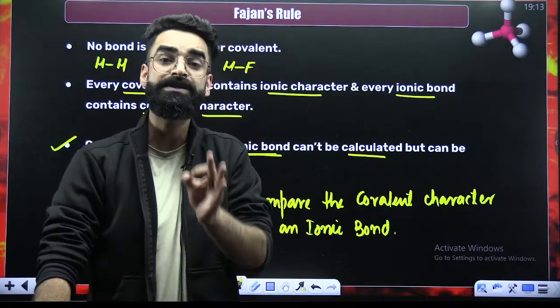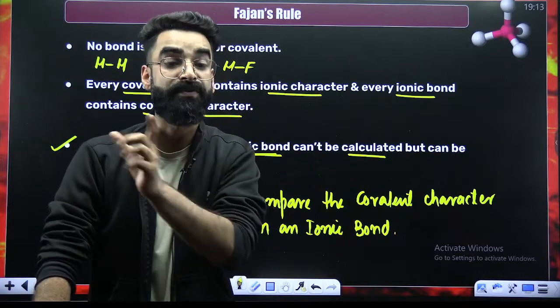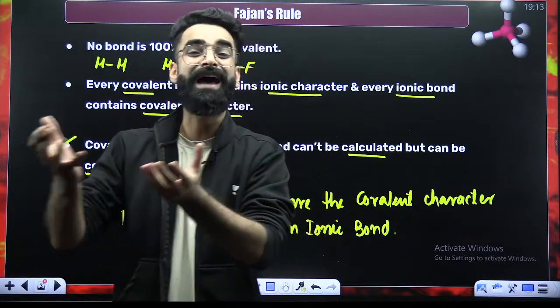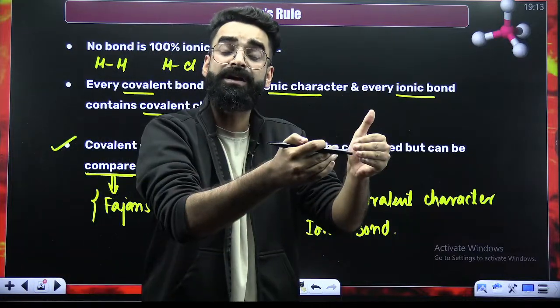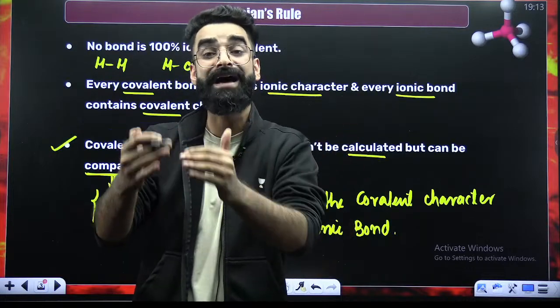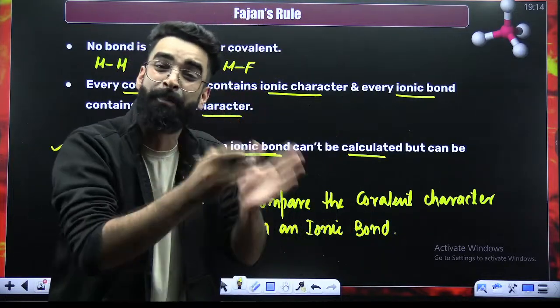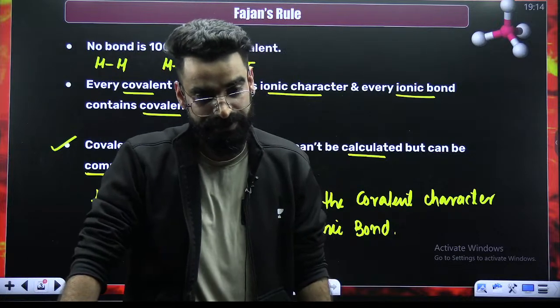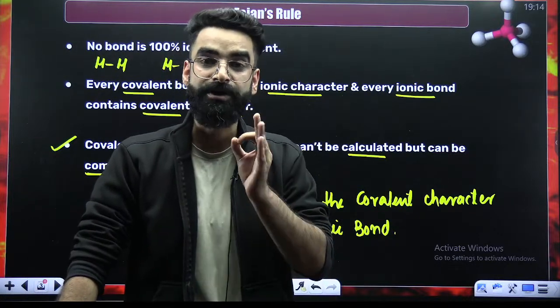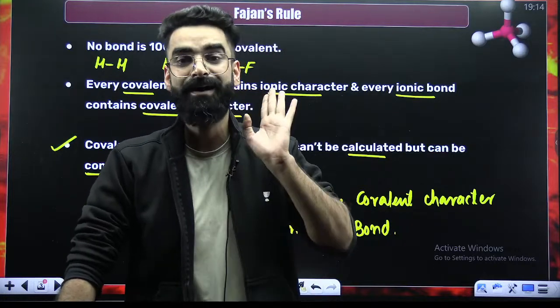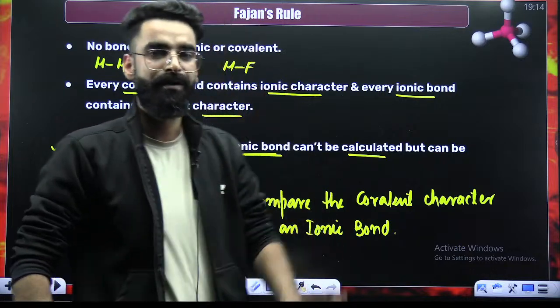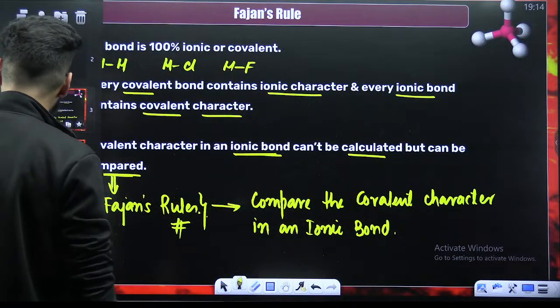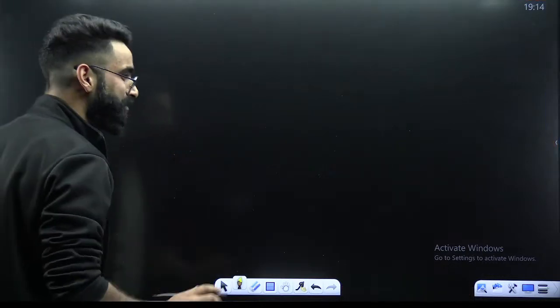With the help of Fajan's rules, we are going to compare the covalent character in different ionic compounds. For example, I'll be giving you certain ionic compounds, and I'll ask you which ionic compound has more covalent character, which has less covalent character. For that purpose, we are going to discuss these Fajan's rules. Okay? Now, before letting you know what these Fajan's rules exactly are all about, I'm going to let you know certain basic things first. Then I'll move into the Fajan's rules. Write each and everything which I'll be mentioning on the screen.